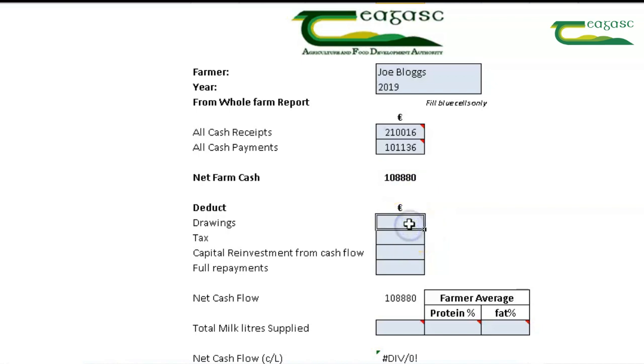We then start deducting other cash flows from the farm. In this example, there was 55,000 worth of drawings, so that's the amount of money the farm took out to pay into the household. There was 8,000 worth of tax. He took no money from the farm for any capital reinvestment, so there was no money taken out of cash flow for capital reinvestment during the year, and his repayments for the farm were 14,500. This gives us the net cash flow, so it's the amount of cash that the farm generated surplus.